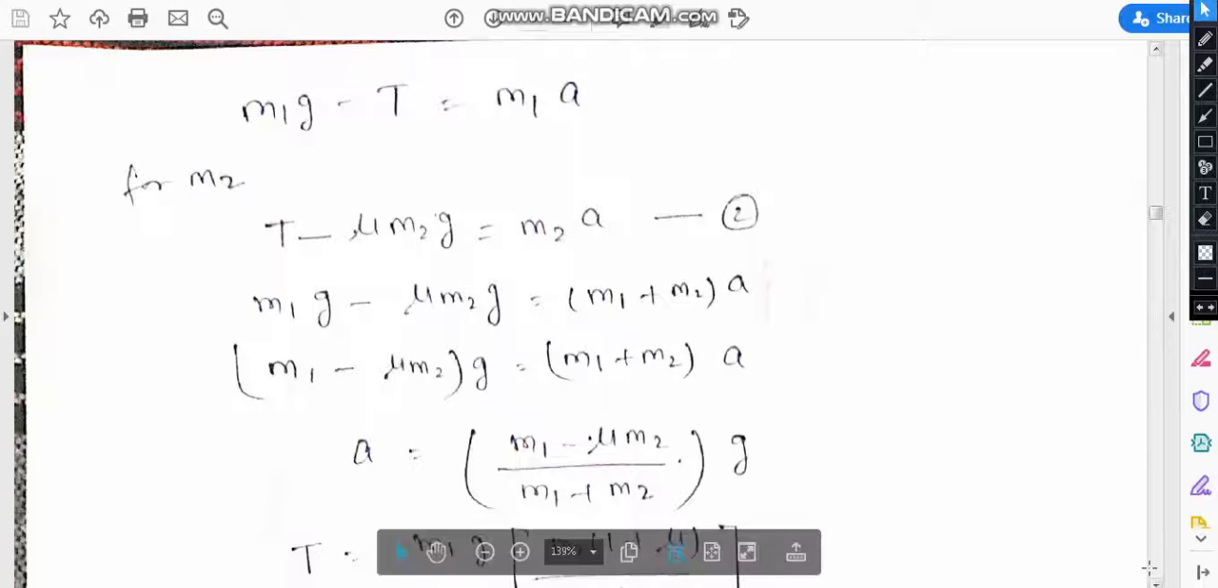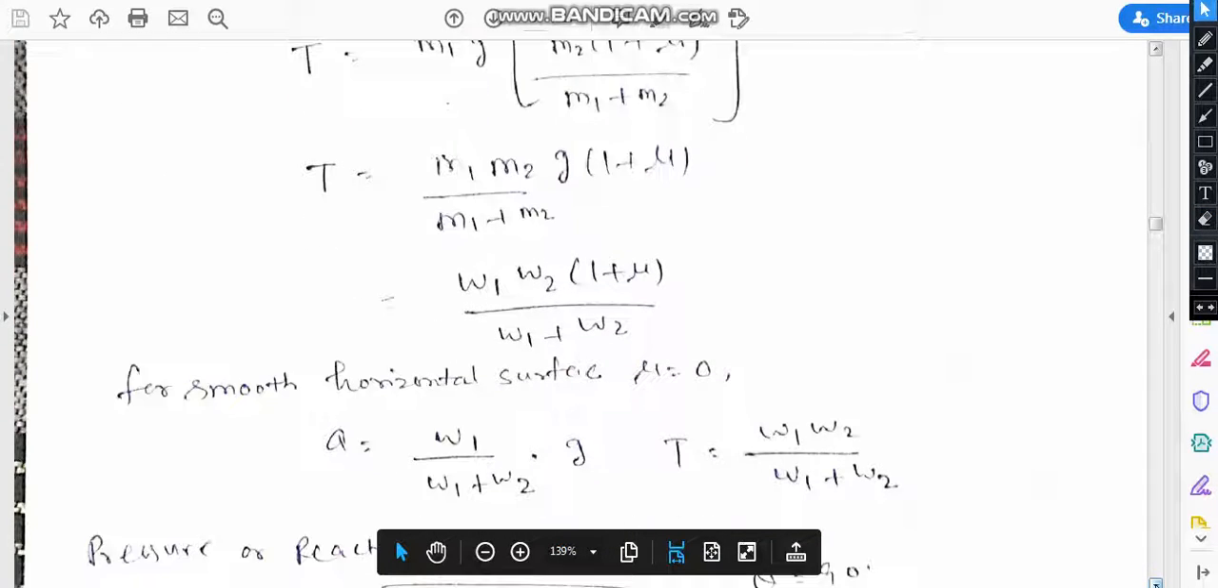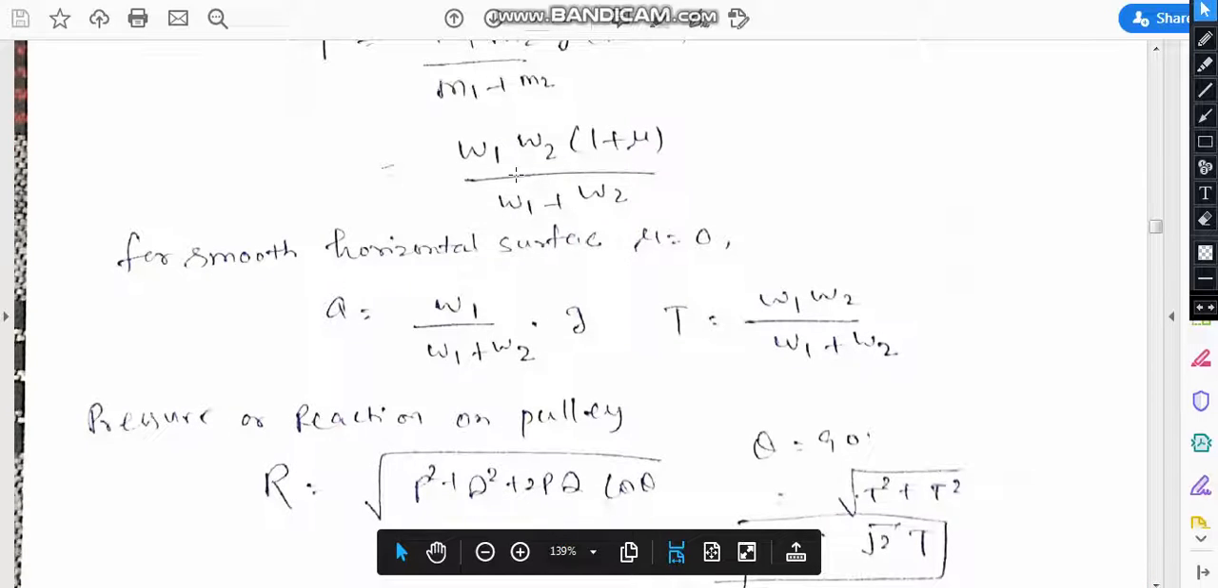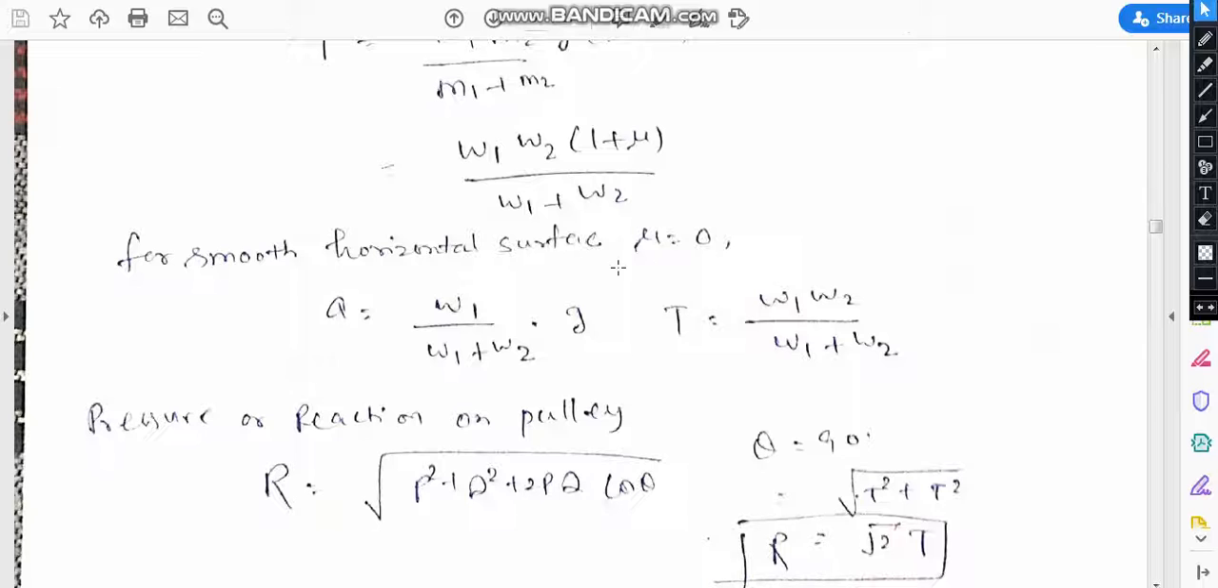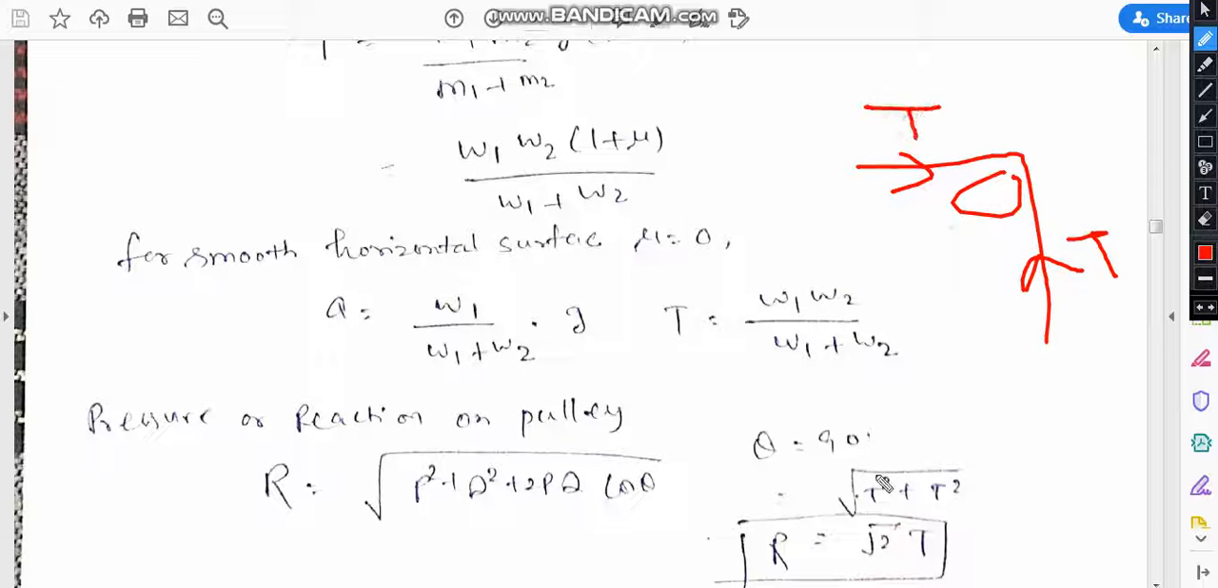Our next part is to determine the resultant acceleration. Here we can obtain the final expression for a smooth horizontal surface by putting mu equal to 0. In order to determine the pressure or reaction on the pulley, here this is the pulley and this is the yoke. One tension is in this direction and one tension is in this direction, so theta is equal to 90 degrees and both are T. If we put theta equal to 90, it comes to be root 2 times T.